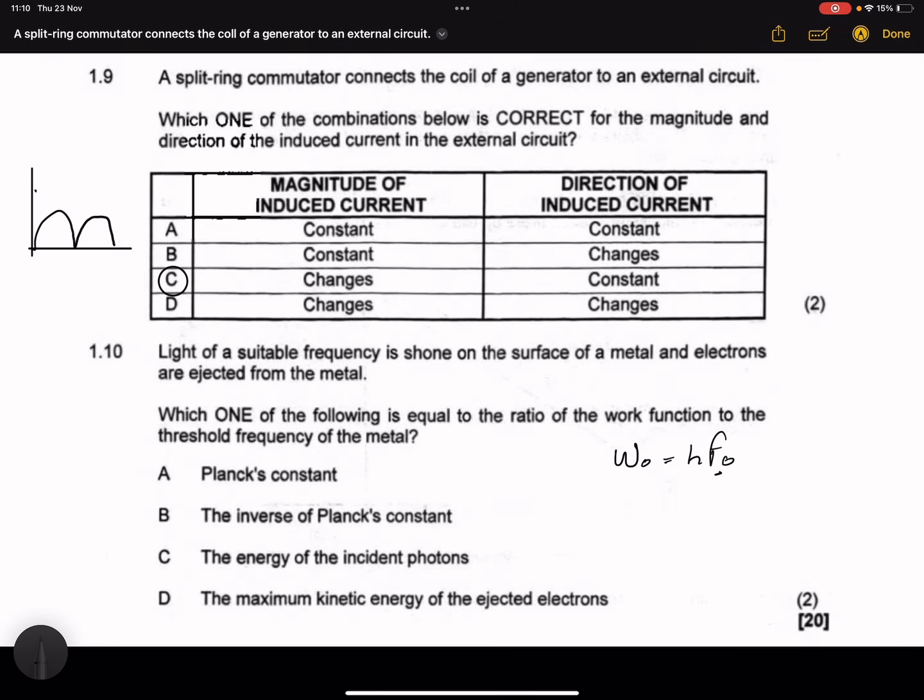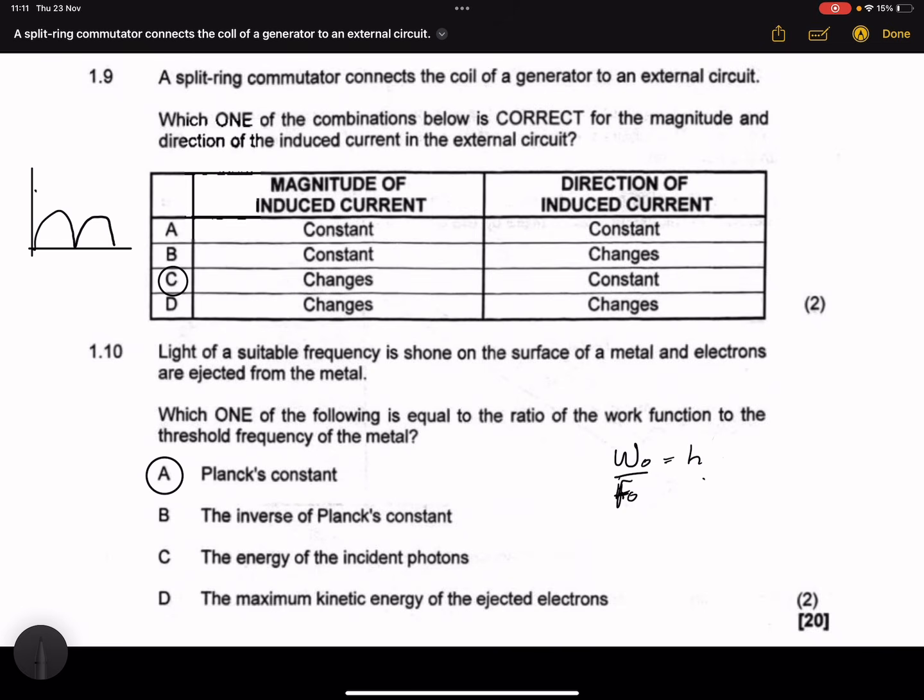So if we're taking a ratio, it means we're dividing them by each other, right? So dividing this by the threshold frequency. Of course, what we do on the left, we do on the right. So what happens? It means this f0 here would actually cancel. So the ratio of the work function to the threshold frequency is actually Planck's constant. Okay, so in that case, our answer is definitely A.